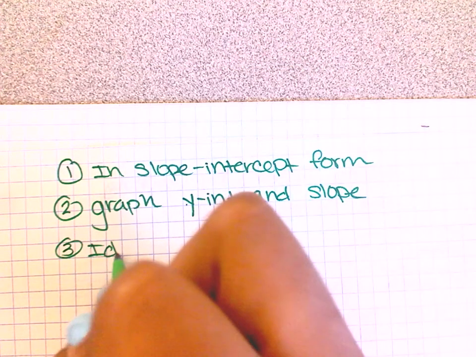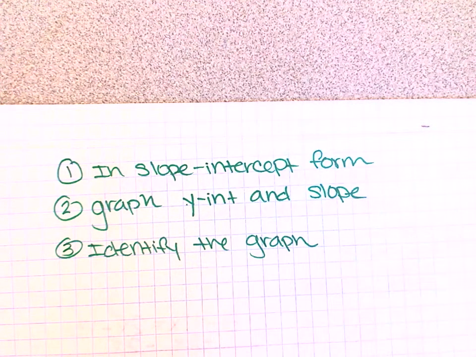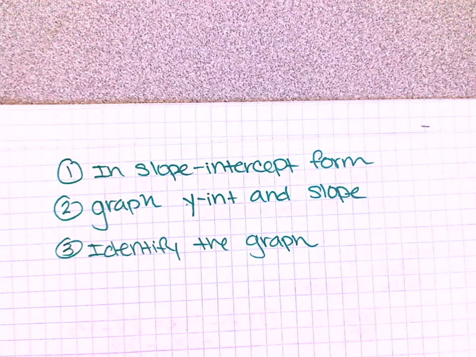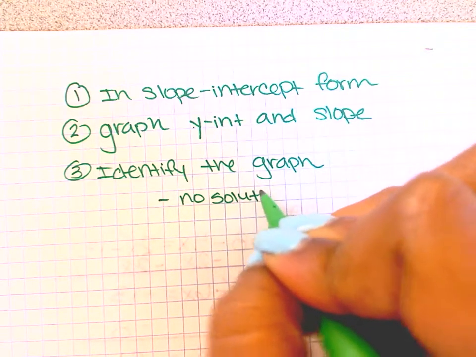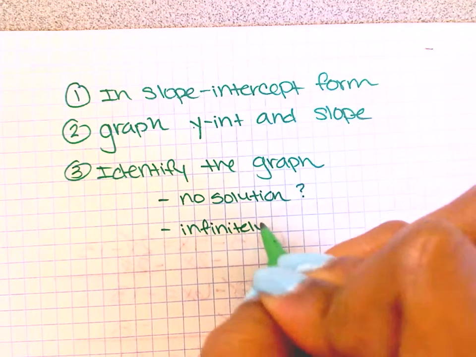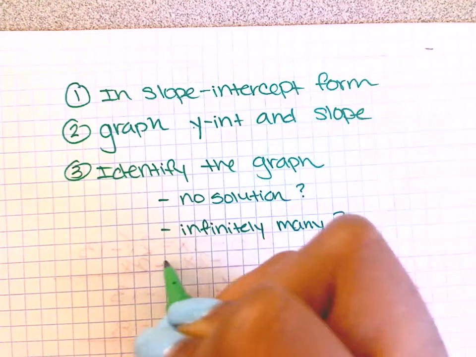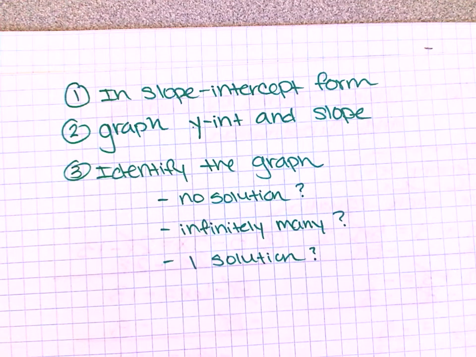So I'm gonna include step number 3. I'm gonna say identify the graph. So you're gonna let me know, is it infinitely many solutions? Is it one solution or no solution? And why don't we write that down? Identify the graph. Is it no solution? Is it infinitely many solutions? Or is it one solution? That way you can go back to your notes and say, which one am I going to use for my answer? So that's one method, the graphing method. You graph it, tell me how it is.